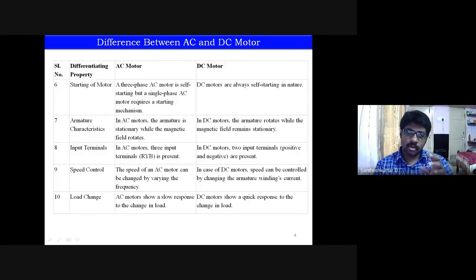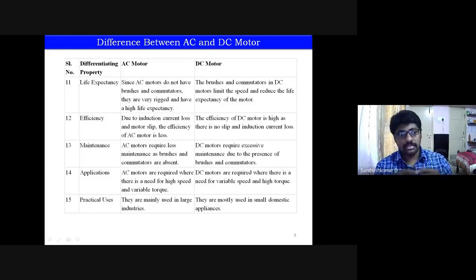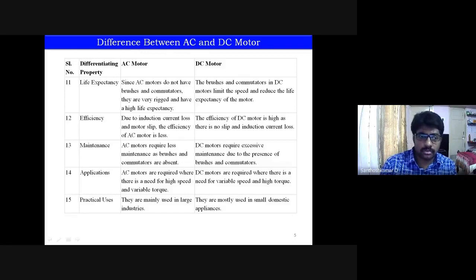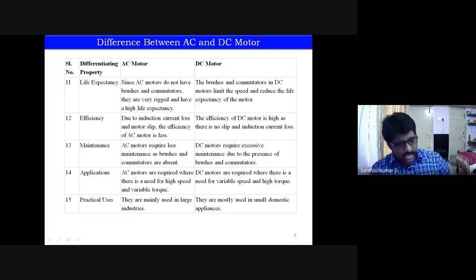And load changes. There is a slow response to load variation in AC machines, but DC motors show a quick response, a dramatic change if the load changes. Then life expectancy: based on the commutator and brushes, DC motors may produce sparks or losses, so life is less in DC motors compared to AC motors. Efficiency is less in AC motors, while here it is very high. Maintenance is also less in AC motors, but due to brushes and commutator it is very high in DC motors. For applications, wherever high speed and variable torque are needed we go for AC motors, and wherever variable speed and high torque are needed we use DC motors. So these are the major differences between AC and DC motors.